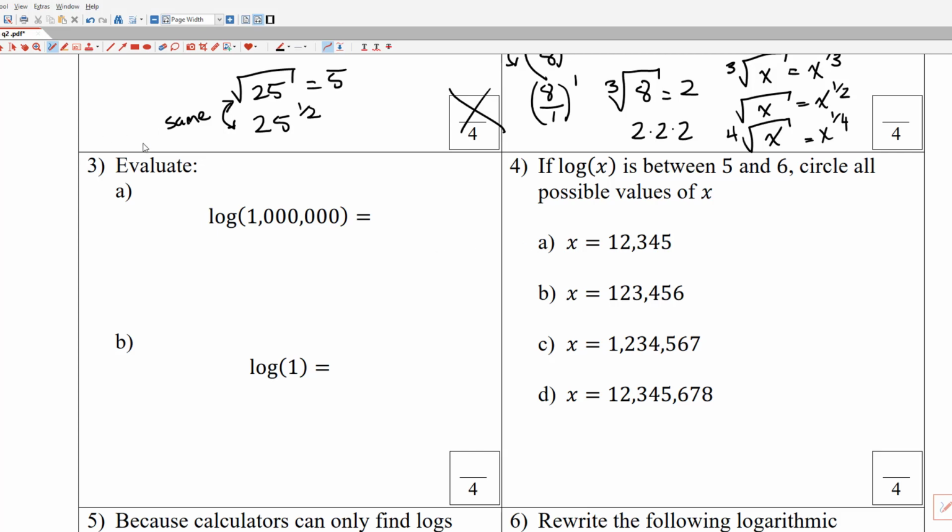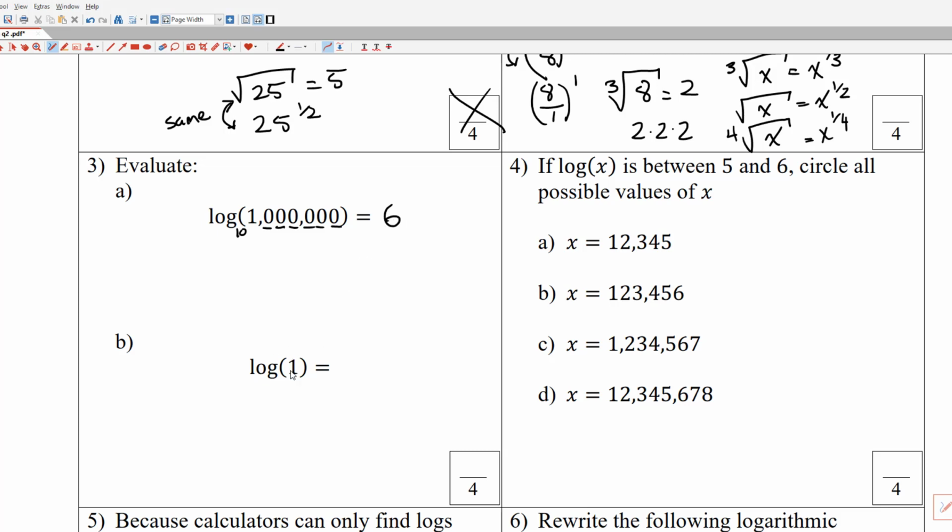Number 3, evaluate. When I don't have a base here, you assume that the base is 10, so it's log base 10. 10 to the what power gives you 1,000,000? Whenever you have these logarithms that are the default, you just have to count the number of zeros. 1, 2, 3, 4, 5, 6, and the answer here is 6.